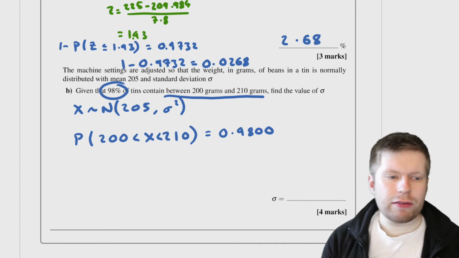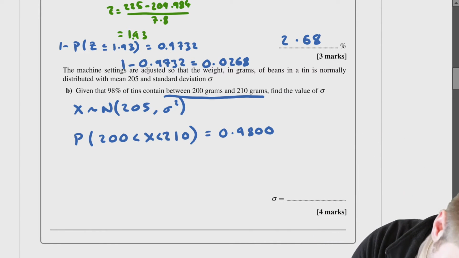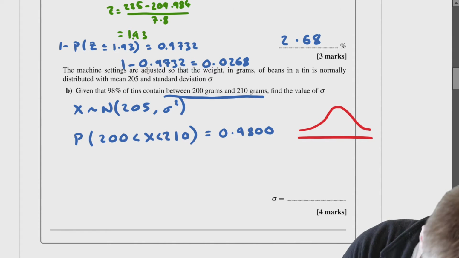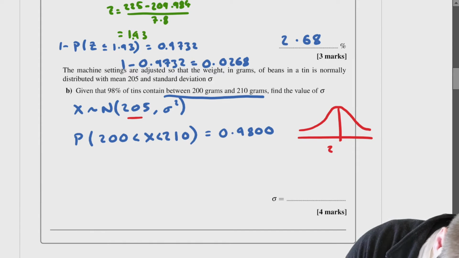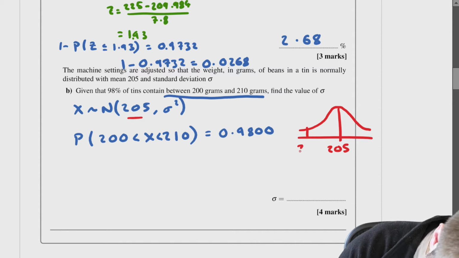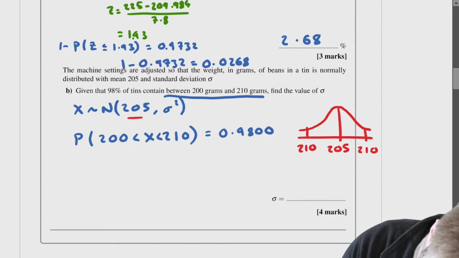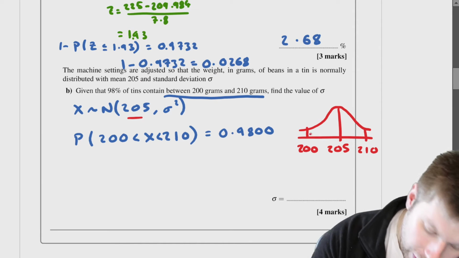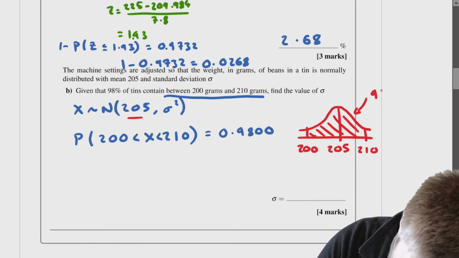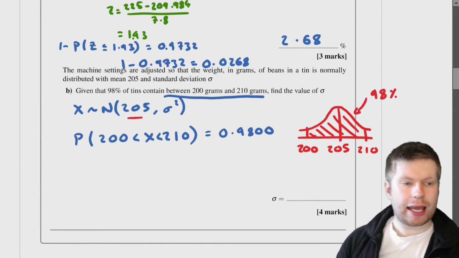Well, this is a bit of the same question as I was doing in part 1. So I've got my normal distribution over here. I've got my mean slap bang in the middle, that's 205. Let me draw that a little bit bigger. I'm looking for a value between 200 and 210, so let me get my 210 on the right side. If I'm looking for values between those two things, I know that that probability in there should be equal to my 98%, my 0.9800.